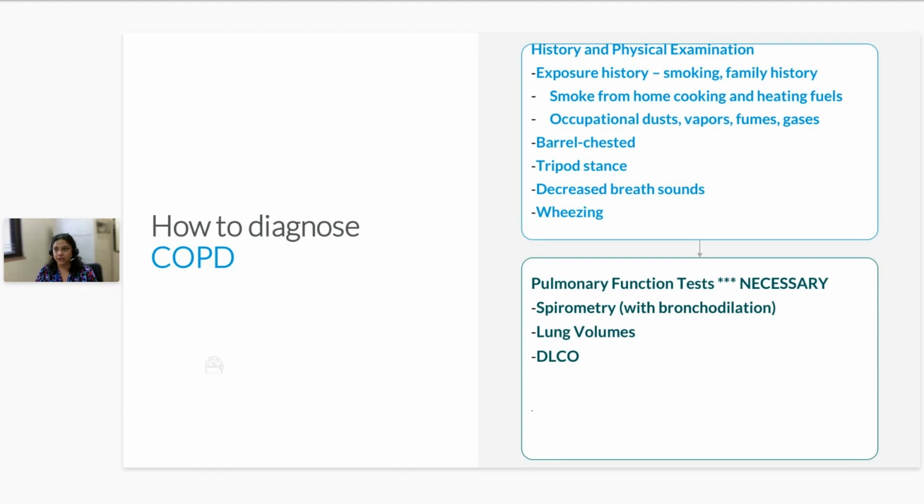Other pulmonary function tests that may be helpful in the diagnosis of COPD are the lung volumes, to look at the total lung capacity, and the residual volume to look for air trapping and hyperinflation, and the diffusion capacity of oxygen, the DLCO, which would be decreased in many forms of COPD.